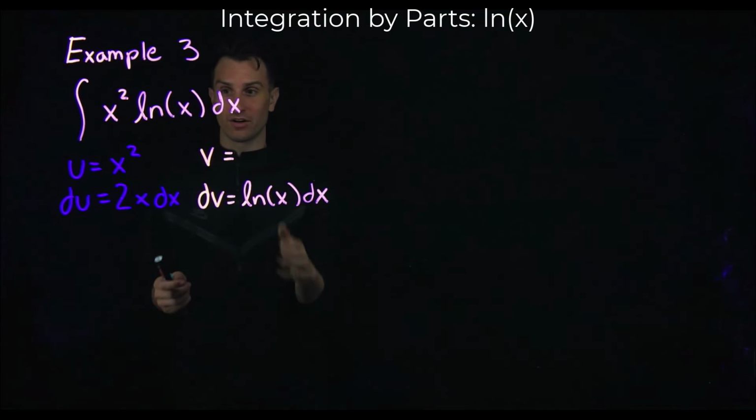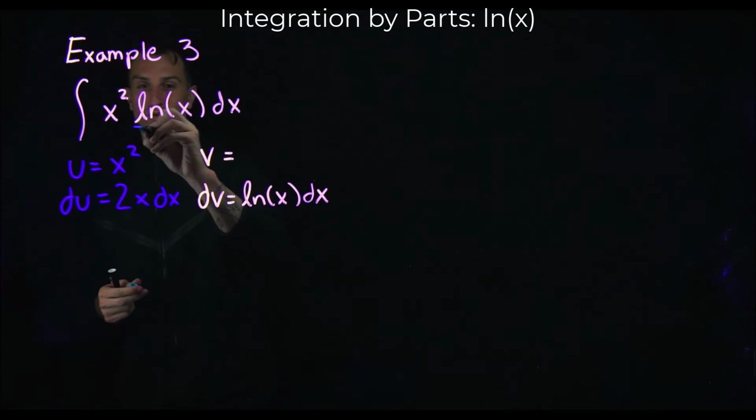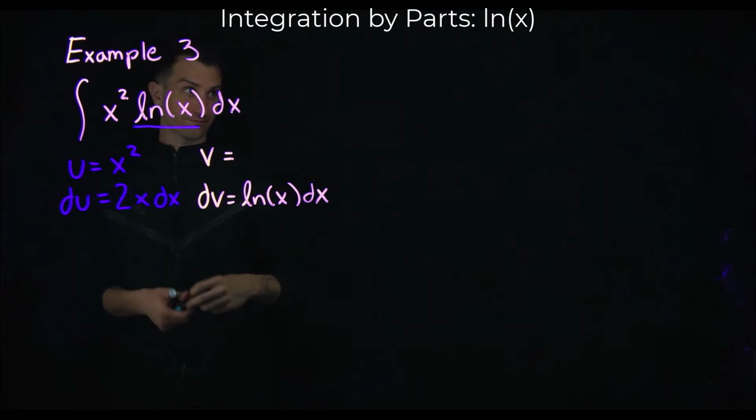So we're going to cross this out. And we're going to develop this rule here that anytime we have natural log of x, it's going to take precedence, and this is what's going to be our u.